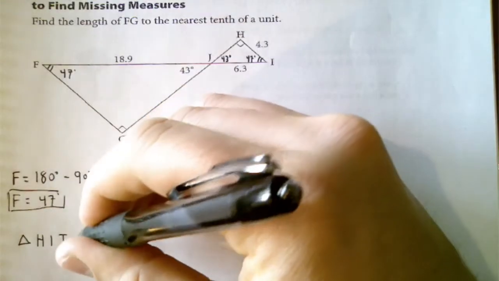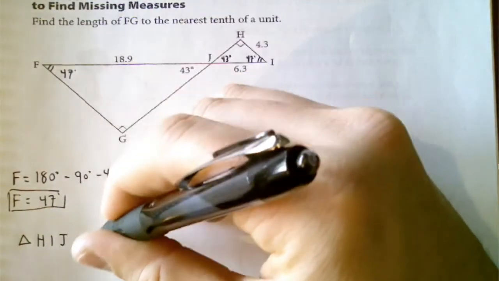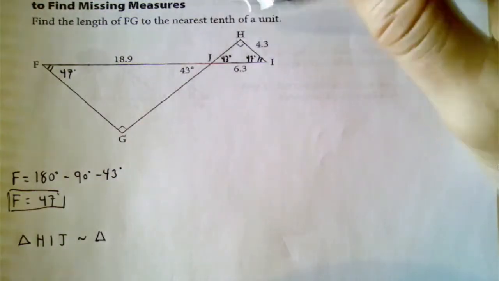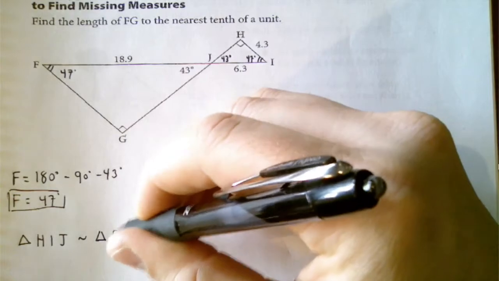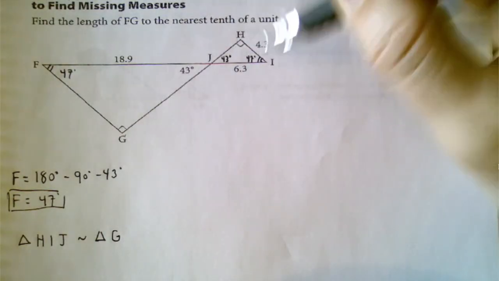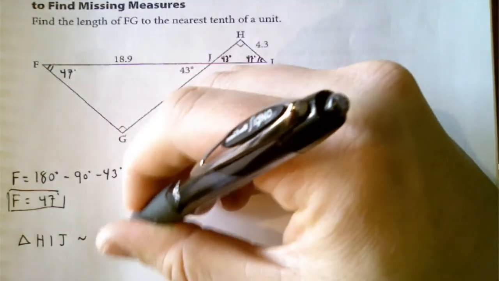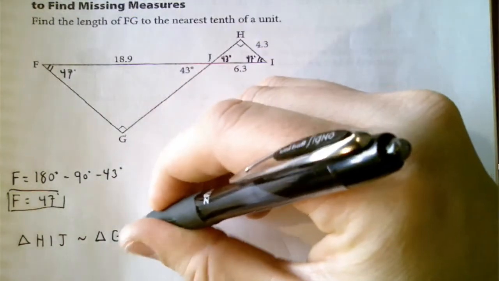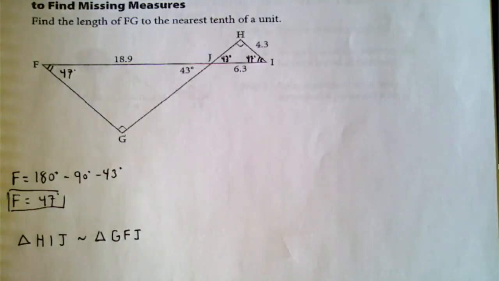So that triangle is going to be similar to triangle, and now we got to label them in the same order. H is the 90, so we start with the 90. G. 47 is I, so we use the 47. F. And the last side is J. Perfect. G, F, J.